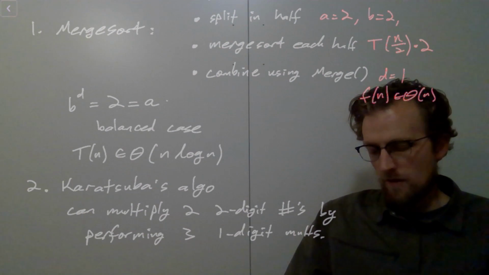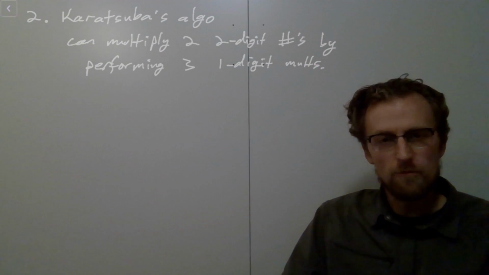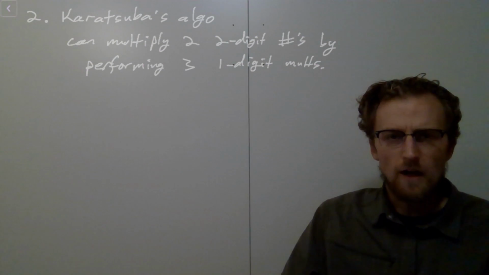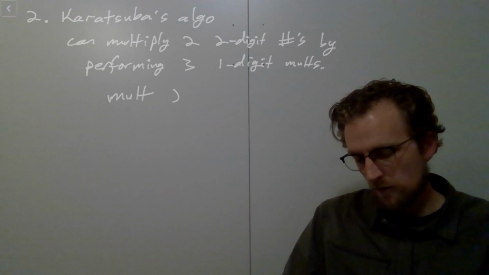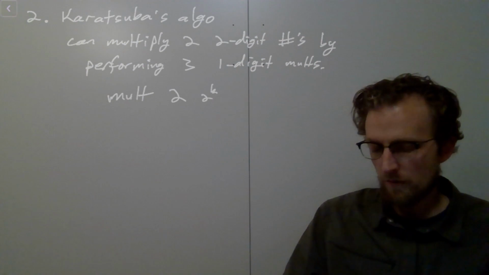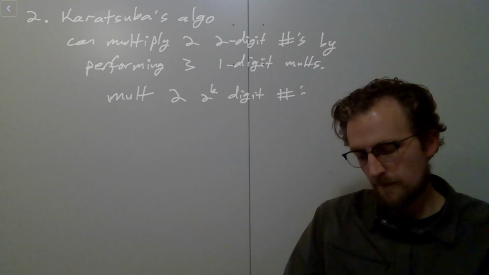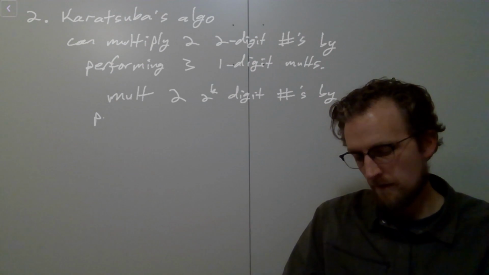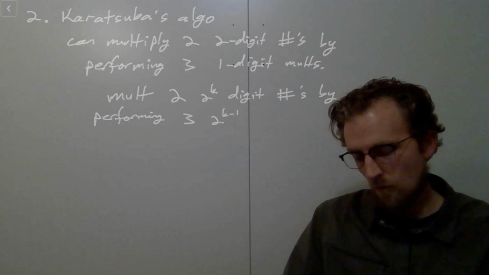All right, and so what we ended up doing is we ended up saying, hey, well, we could generalize this. I can also, just by the rules of algebra, multiply two, let's say, 2^k digit numbers by performing 3 2^(k-1) digit multiplications.